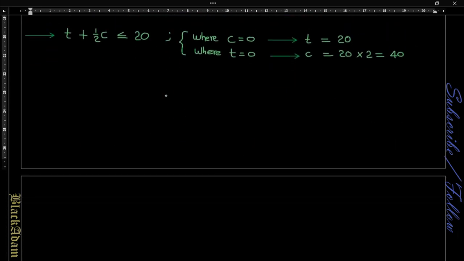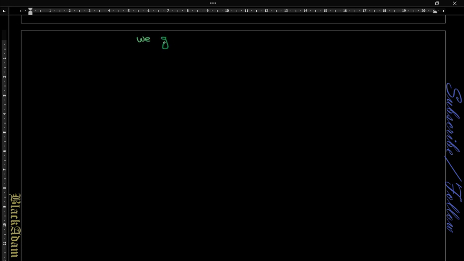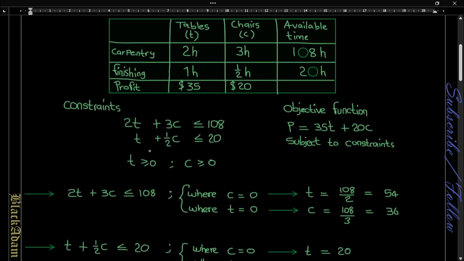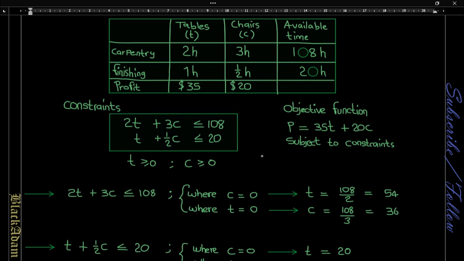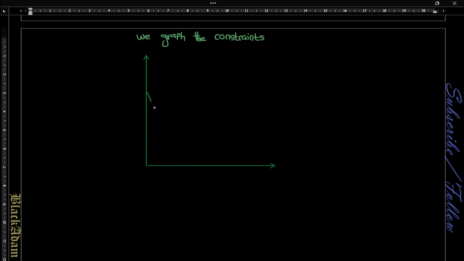And then we need to graph the equations. When graphing the equations, there's a point of intersection, so we graph the constraints, which are the inequality equations. So that's the graph that we have. Okay, that's our graph. Let's look at that equation: it's 2t plus 3c, and then t plus half c, so that's the graph there.